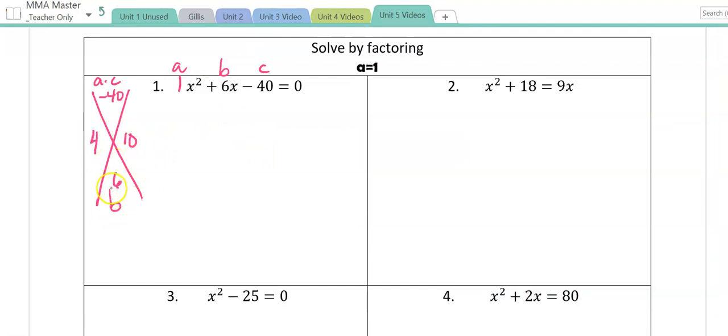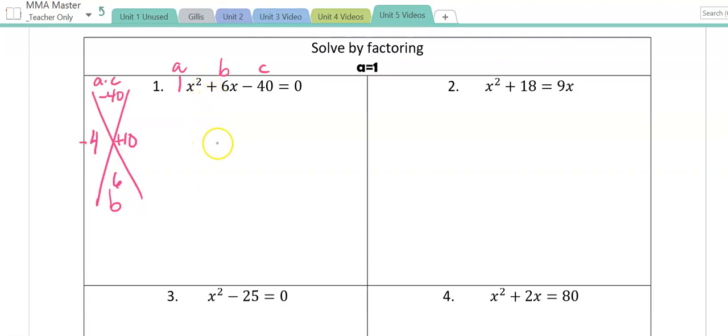Now, for B to be positive, I have to have more money, which means my 10 is positive and my 4 is negative. So negative 4 times 10 is negative 40. Negative 4 plus 10 is 6. Okay, and I will put a link back to the notes that we did here. I believe it's the 5.4 notes just for you guys.